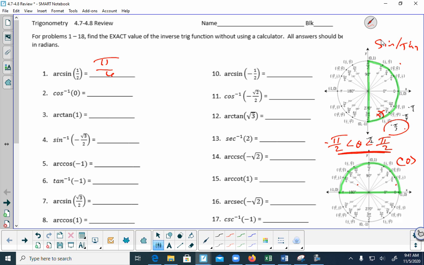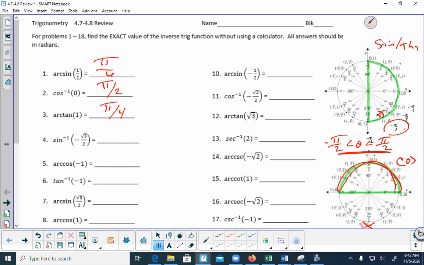The next one, when is the cosine equal to 0? Well, that's equal to 0 at pi over 2. Now remember, the cosine is equal to 0 two times. It's equal to 0 at pi over 2 and 3 pi over 2. But this 3 pi over 2 is not in this domain. That's why I'm only picking pi over 2. Okay, tangent, when is the tangent equal to 1? That's going to be when the cosine and sine are the same because it's sine over cosine, and that's going to be pi over 4.